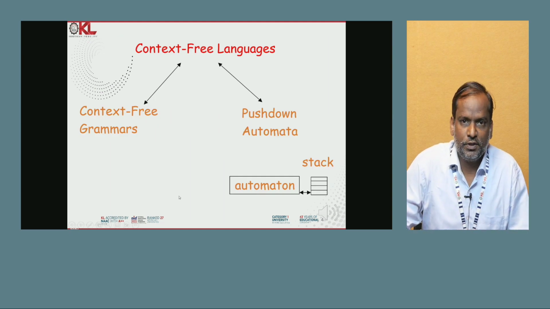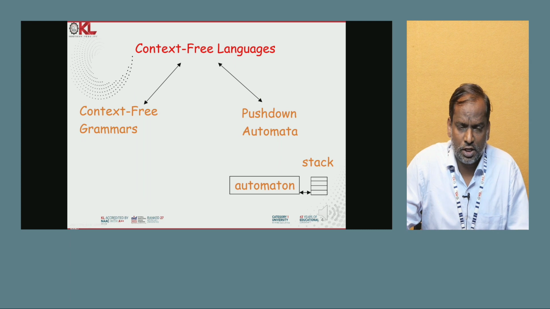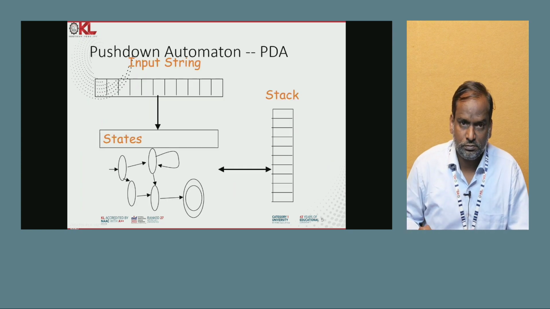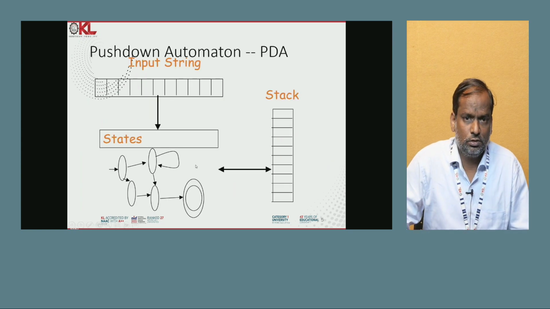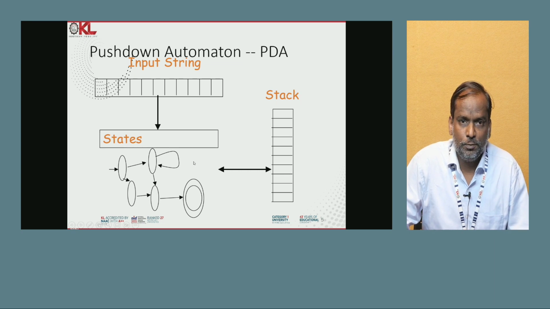Now we will see some components. First of all, context free languages. Here a context free grammar generates context free languages, which are accepted by the Pushdown Automata. A Pushdown Automaton is similar to a finite automaton, but it has a component called a stack for storing and processing information. These are the components of a Pushdown Automaton: input string, states and transitions, and the stack.